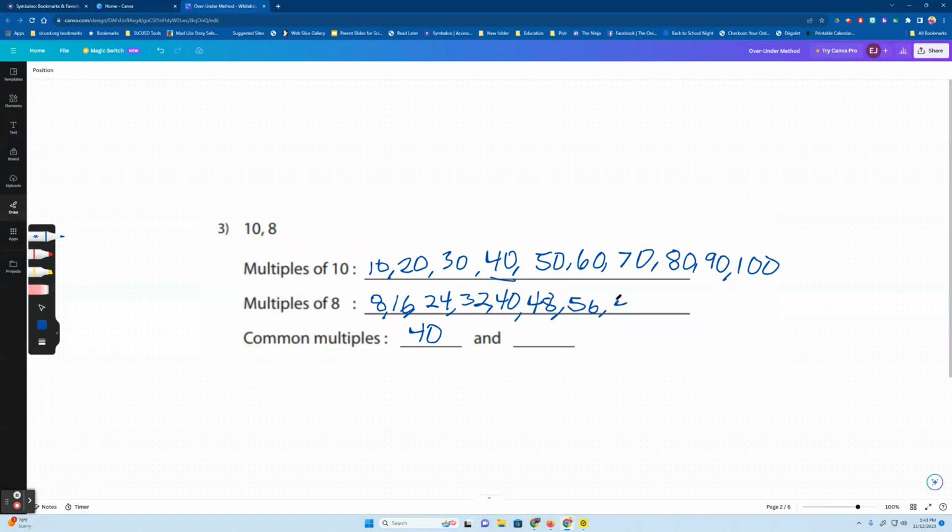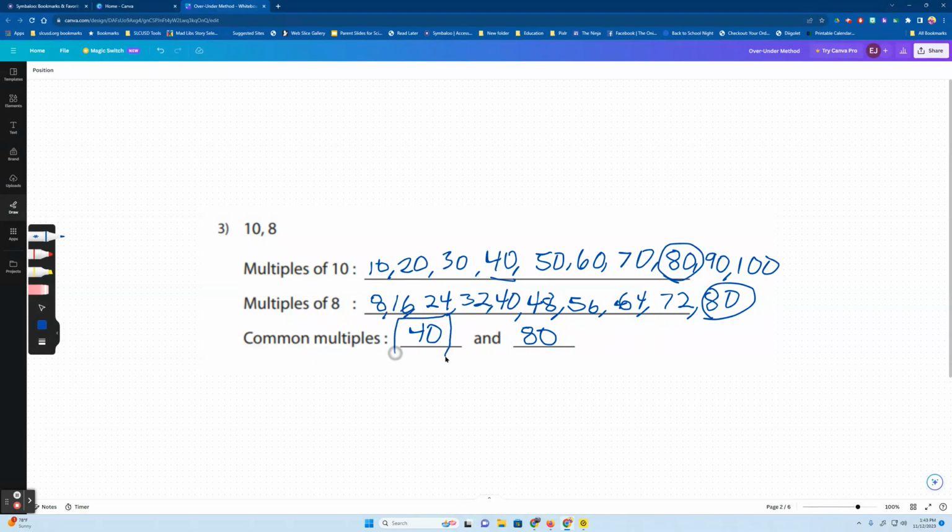8 times 8 is 64. 8 times 9 is 72. 7 plus 2 is 9. And 8 times 10 is 80. And I just found my next one. 40 and 80, I'm sorry. All right, so 40 and 80 are my common multiples, with my least common multiple being 40.